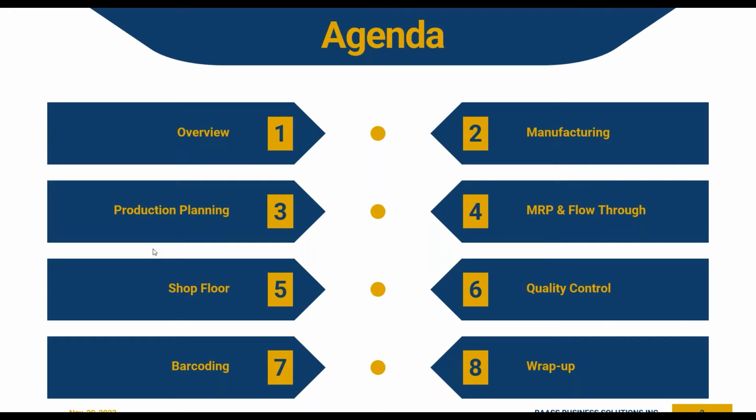And then we'll talk about shop floor. You can add the shop floor modules to track labor, track operations, track your process along the way on a manufacturing order. And then there's also a quality control module available with the Sage manufacturing suite. So we'll spend some time to talk about that, and then we'll finish it up by looking at the barcoding solution.